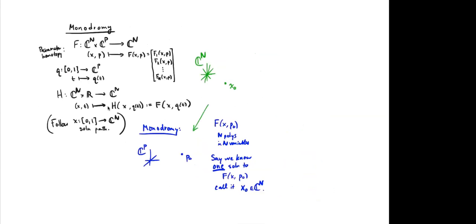Now, besides x naught, presumably there are many other solutions. I'm drawing them in a line because I want you to visualize them sitting over p naught, but of course they could be anywhere in C to the n. Maybe it's better to draw them like that. So these are the other unknown solutions to the much more specific system where we've plugged in our specific parameter p naught. Okay.